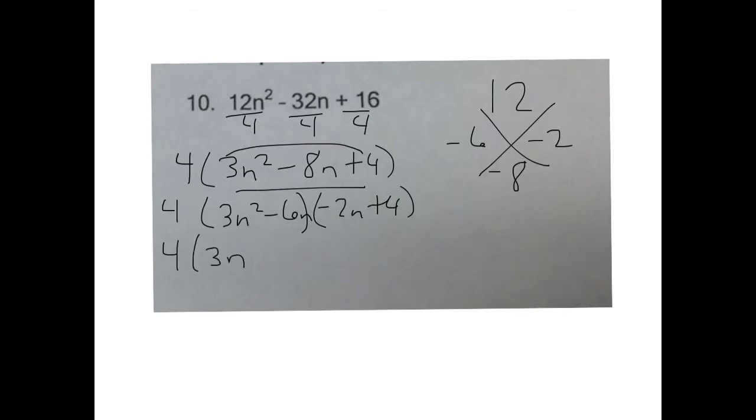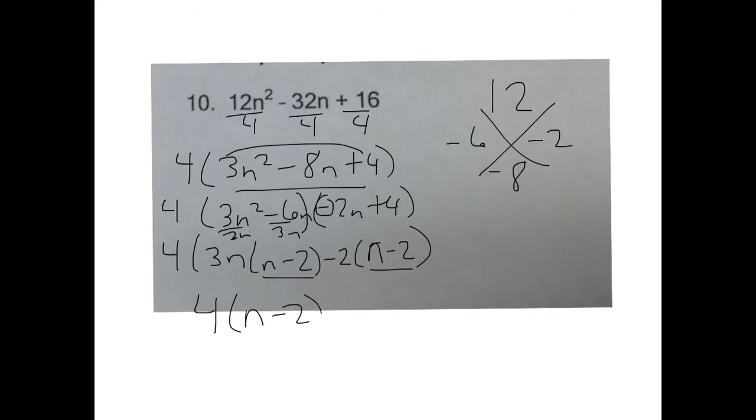Keep the 4 out still. We're going to divide that by 3n, and that by 3n. That'll be n minus 2. This has to pull out a negative 2, and so that's going to be n minus 2. So keep the 4 out. The n minus 2 will go first. 3n minus 2 goes second.